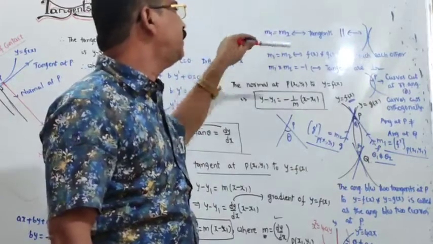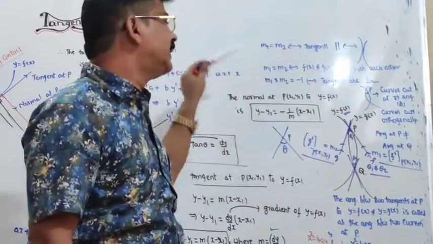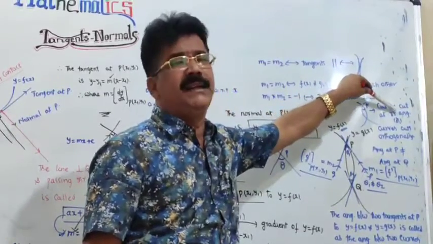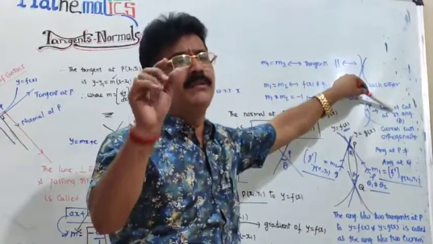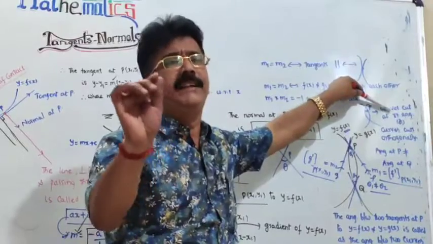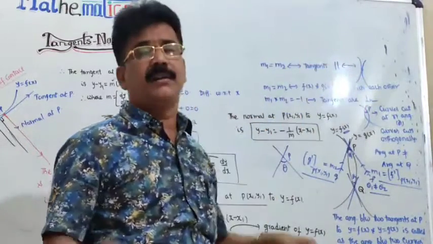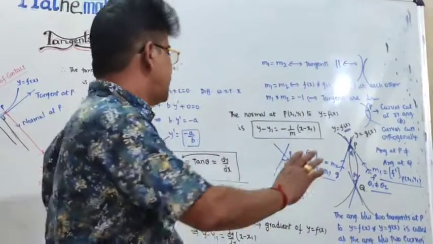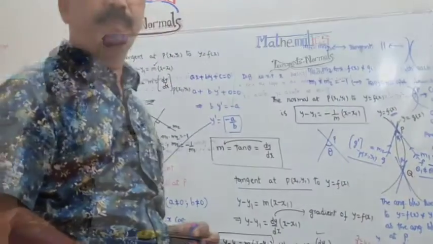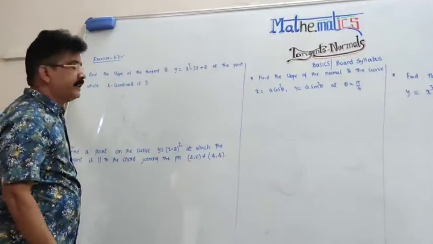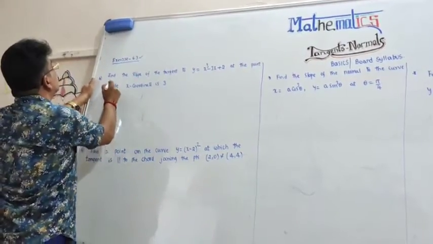If m1 into m2 is equal to minus 1, then the curves cut at a right angle. In other words, the angle between the two curves is 90 degrees. In other words, the curves will cut orthogonally. So, this is a simple topic. Its application: exercise 6.3, NCERT textbook, 4th question.